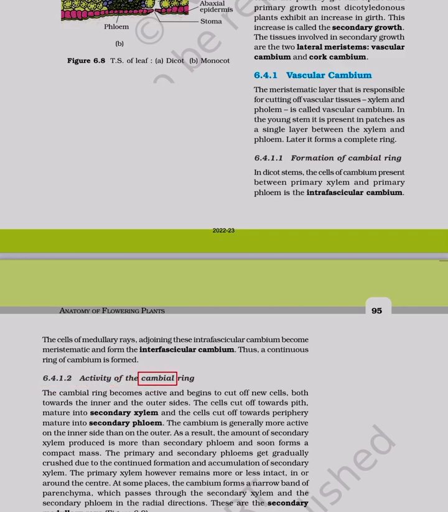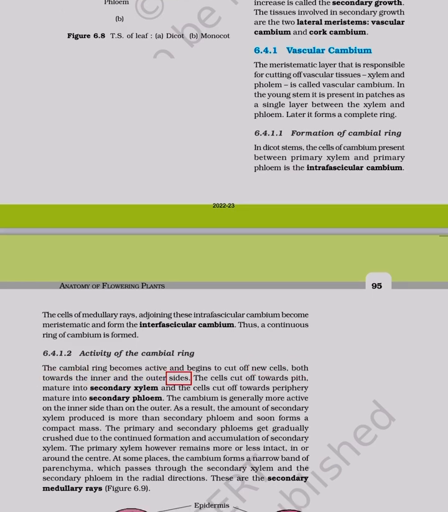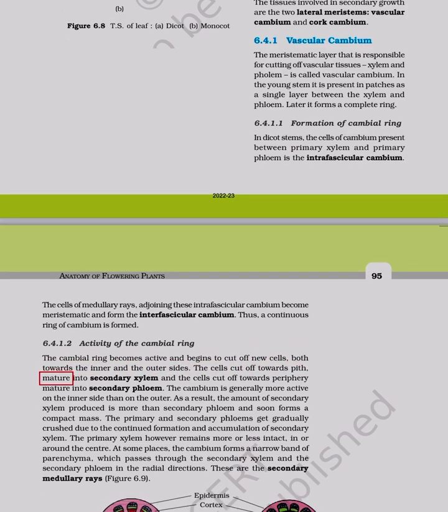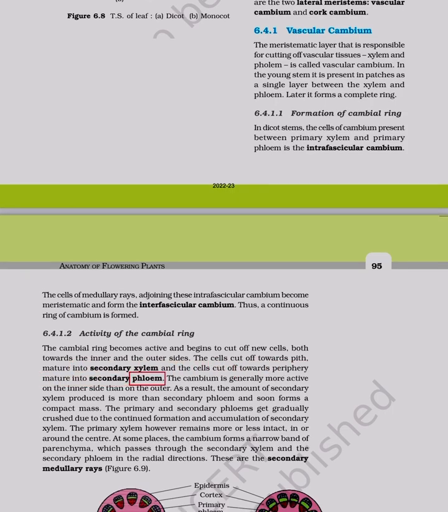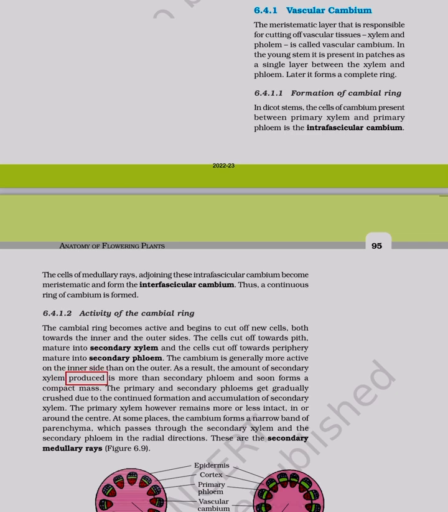Activity of the cambial ring. The cambial ring becomes active and begins to cut off new cells, both towards the inner and the outer sides. The cells cut off towards pith mature into secondary xylem and the cells cut off towards periphery mature into secondary phloem. The cambium is generally more active on the inner side than on the outer. As a result, the amount of secondary xylem produced is more than secondary phloem and soon forms a compact mass.